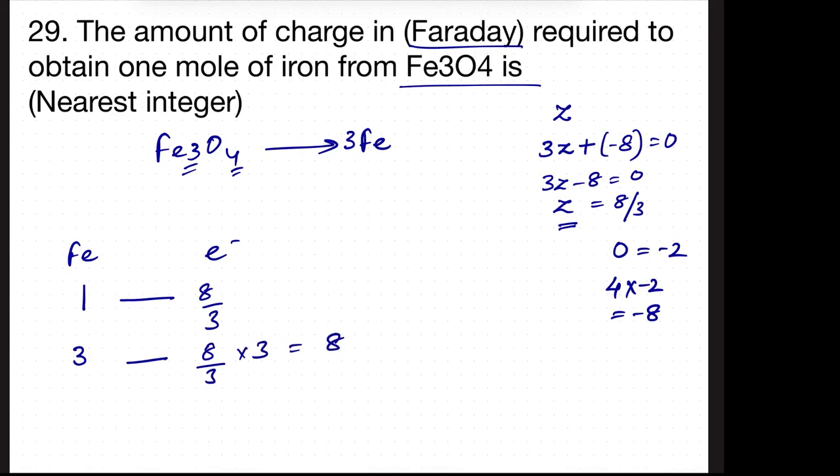One molecule of Fe3O4 contains 3 atoms of iron. Each atom of iron has an oxidation state of 8 by 3. In neutral iron atom or metallic iron, the oxidation state of iron is 0. So the change in the oxidation state when one atom of iron in Fe3O4 is changing into metallic iron is from 8 by 3 to 0.